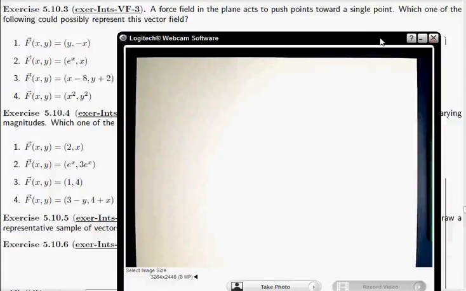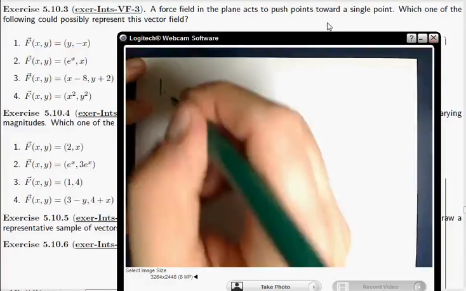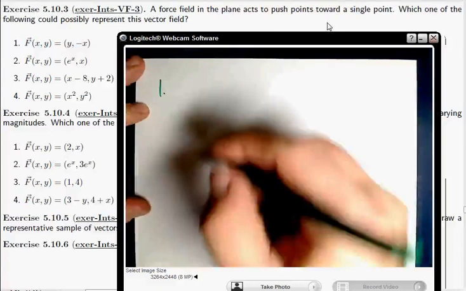Okay, so VF3. Basically what we're going to do is start drawing pictures of these several different vector fields over here and see which ones could possibly look kind of like this. Right? Okay. All right, so let's take number one, for example. So this is y comma negative x.